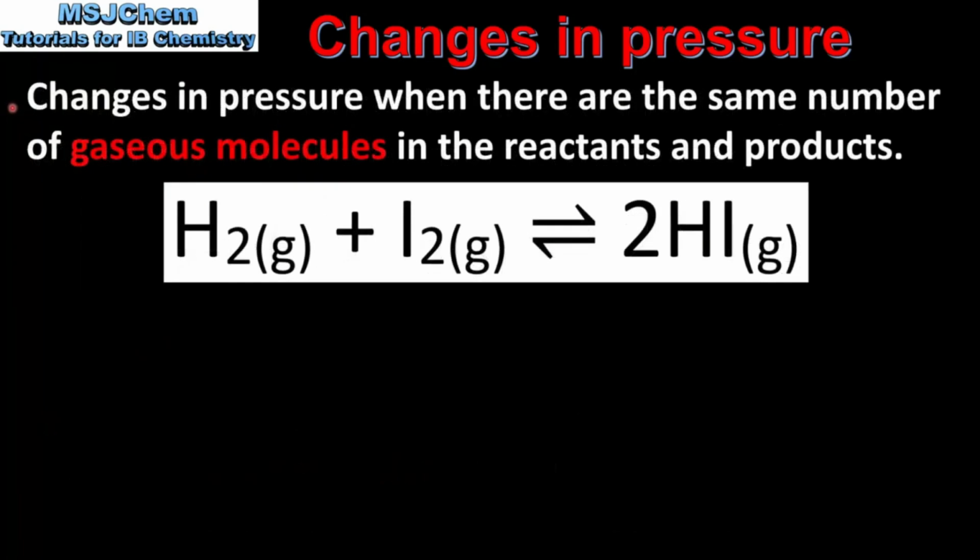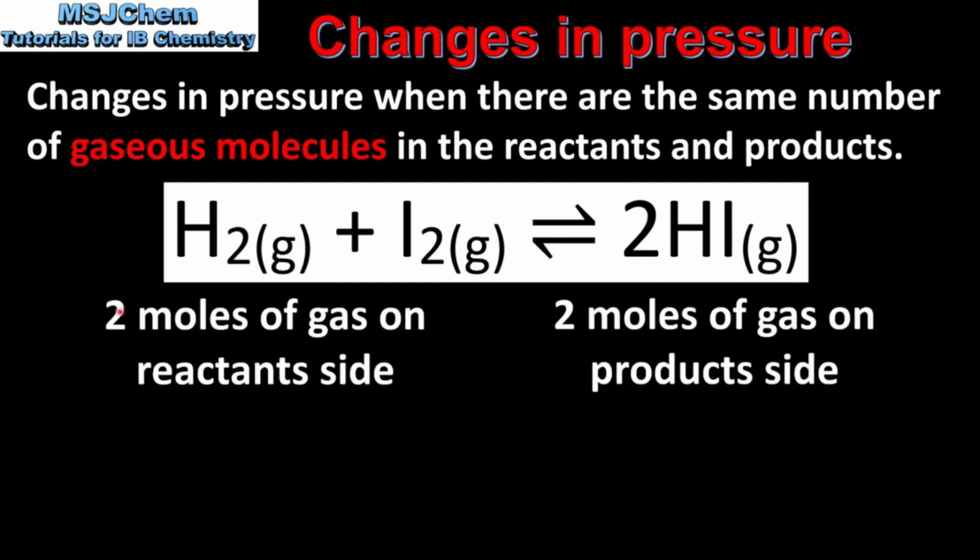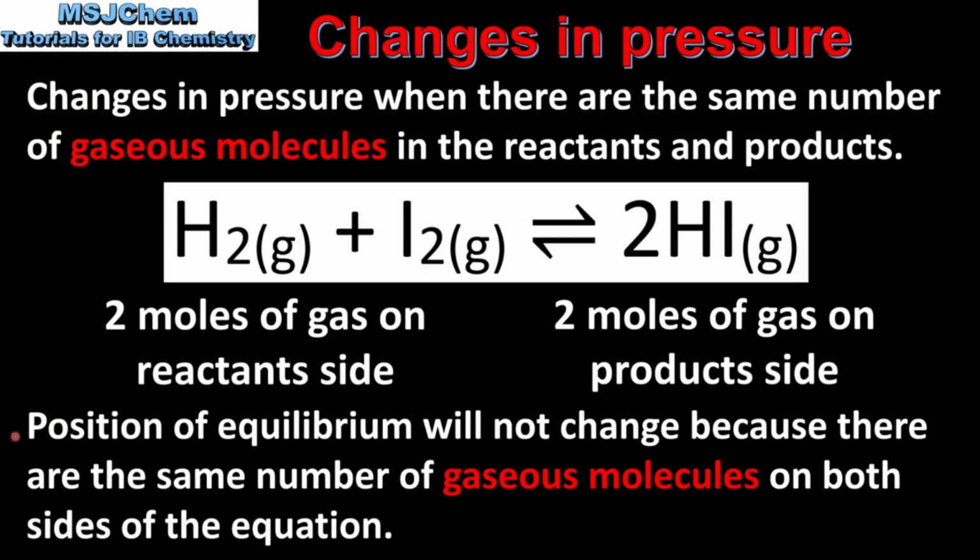In our last example, we'll look at changes in pressure when there are the same number of gaseous molecules in the reactants and products. So in this reaction, we have 2 moles of gas on the reactant side and 2 moles of gas on the product side. So the position of equilibrium will not change because there are the same number of gaseous molecules on both sides of the equation. So if we have equal numbers of gaseous molecules in the reactants and products, changes in pressure have no effect on the position of equilibrium.